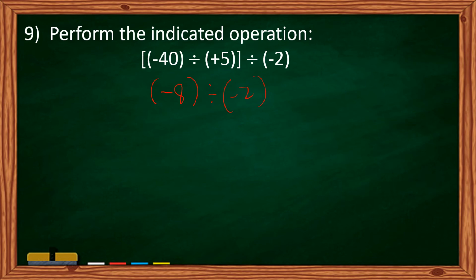This time, the two numbers are both negative. So in dividing or say in multiplying, if the signs are the same, the resulting product or the resulting quotient in this case is positive. So 8 divided by 2 is 4. Since they are both negative, the answer is positive 4. So the correct answer is positive 4.